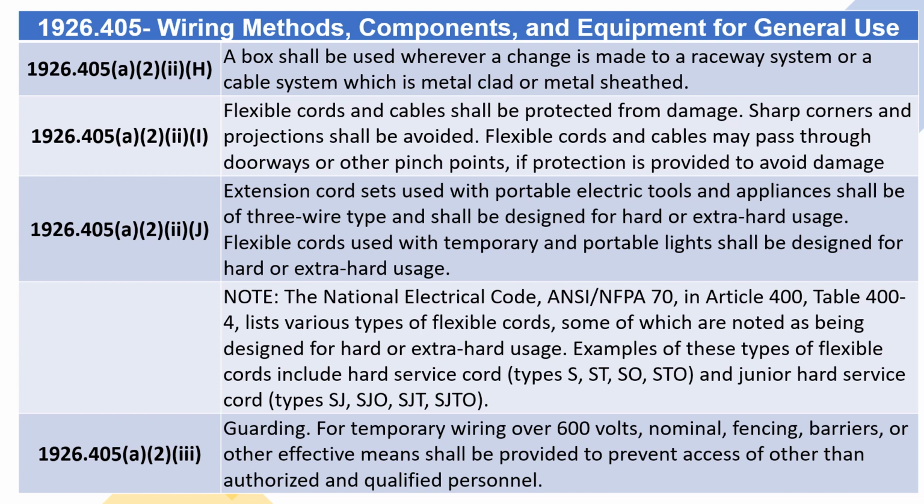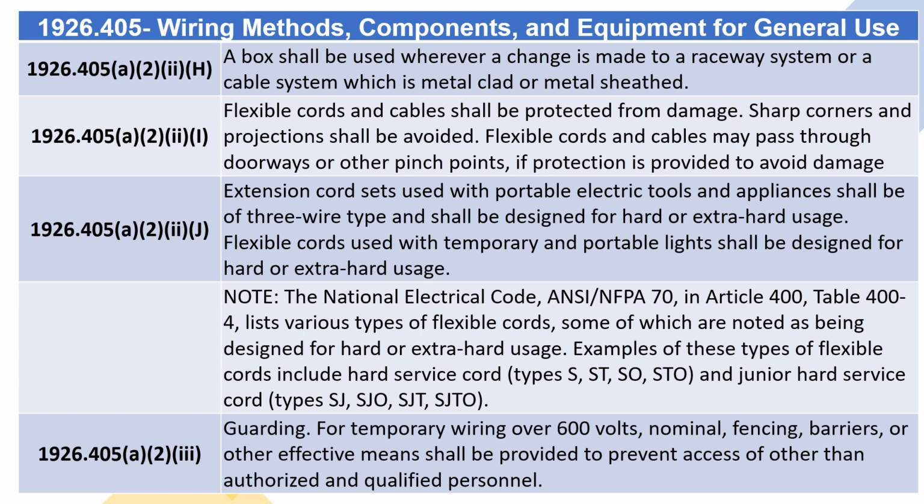1926.405 A.2.2h A box shall be used wherever a change is made to a raceway system or a cable system which is metal-clad or metal-sheathed. A.2.2i Flexible cords and cables shall be protected from damage. Sharp corners and projections shall be avoided. Flexible cords and cables may pass through doorways or other pinch points if protection is provided to avoid damage.